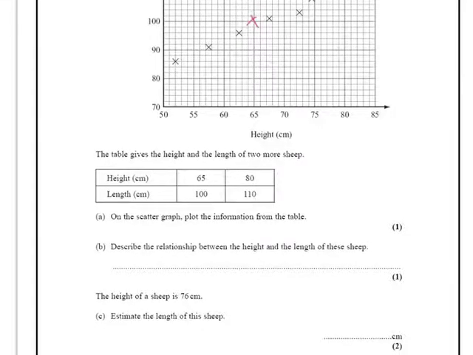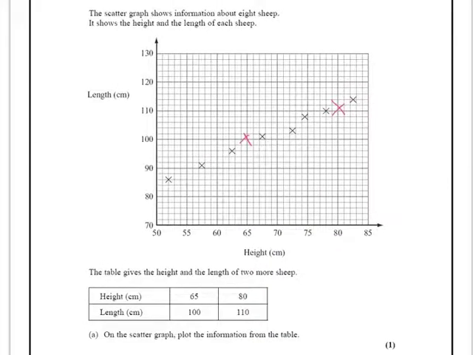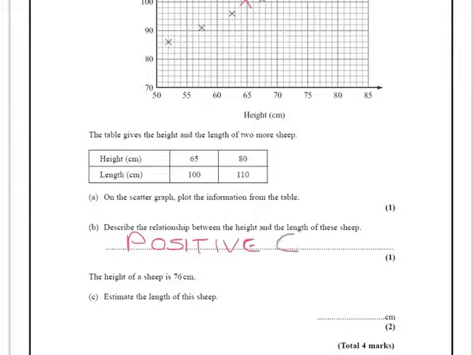Now we need to describe the relationship between the height and length of the sheep. Well, basically when we talk about relationships on scatter diagrams, we could discuss how as the height increases, so does the length, or we could say one value increases, another value decreases on a different type of scatter diagram, but ultimately we can see it's going uphill, and so we're going to talk about correlation. And the correlation here is positive correlation, so we write positive correlation. And that just means there's a relationship. As one value increases, so does the other.